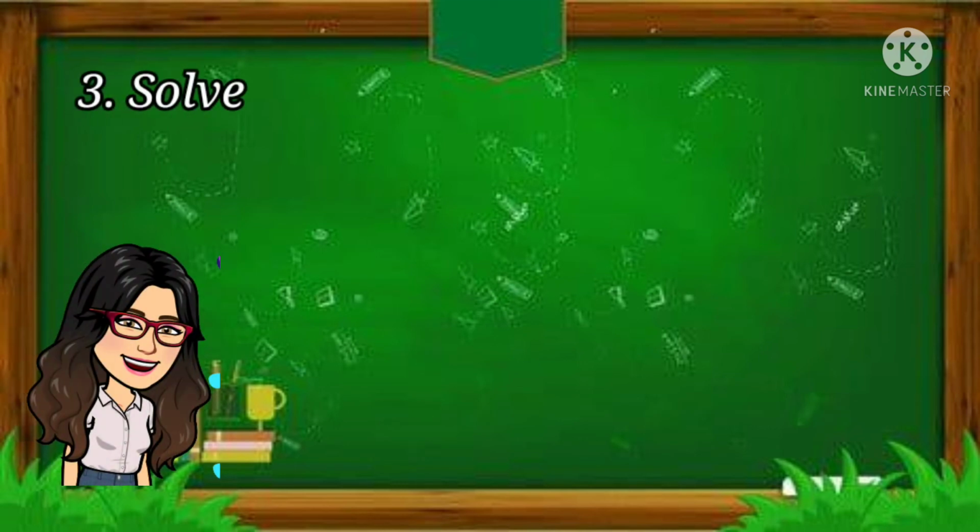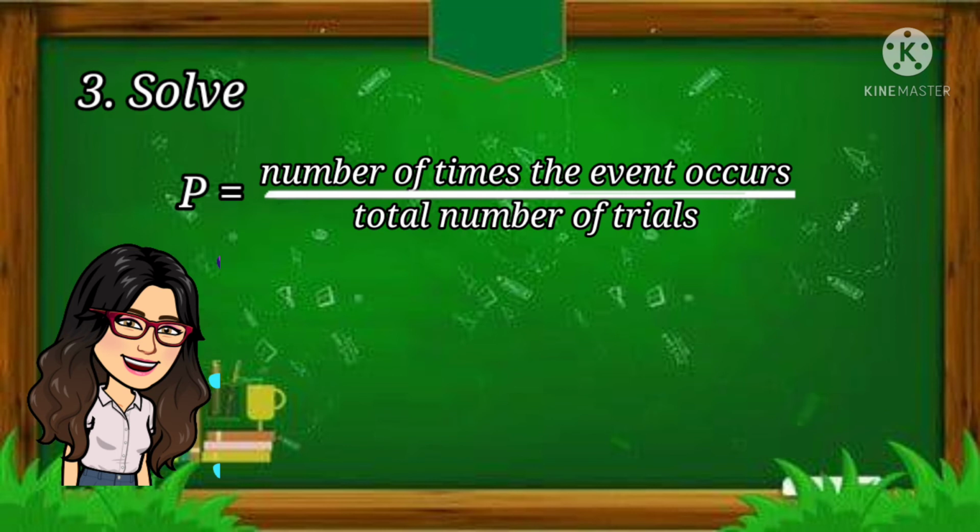In solving this problem, we must use this formula. Probability is equal to the number of times the event occurs over the total number of trials. So the number of times the event occurs is 12 and the total number of trials is 16. Therefore, the probability of pulling a mango is 12 over 16.